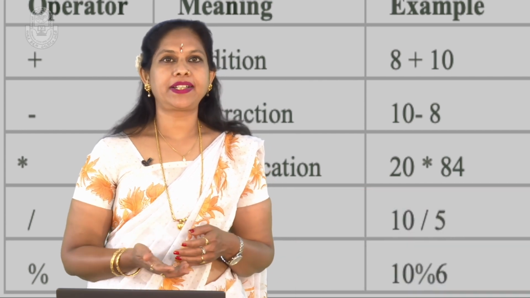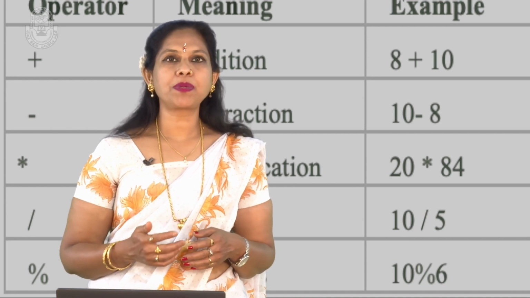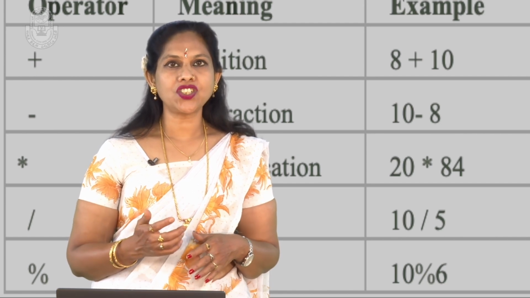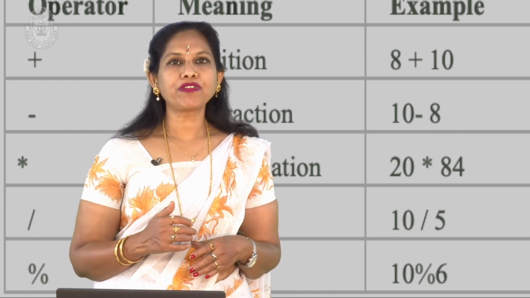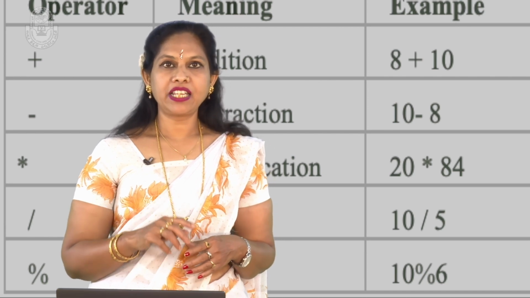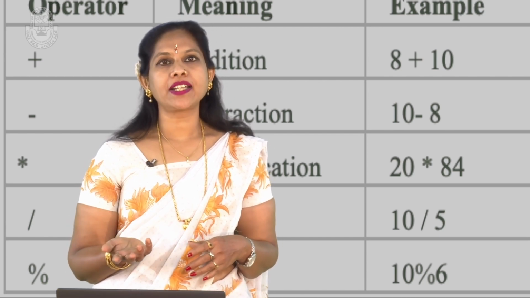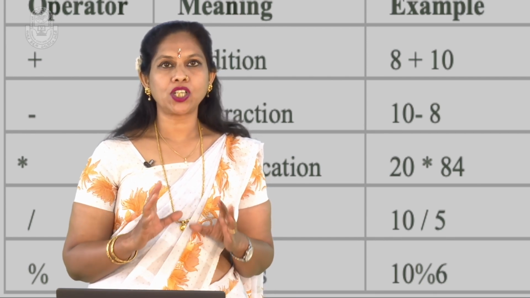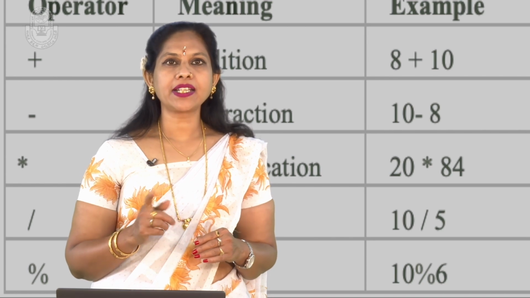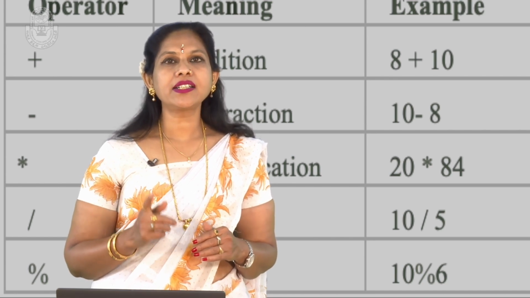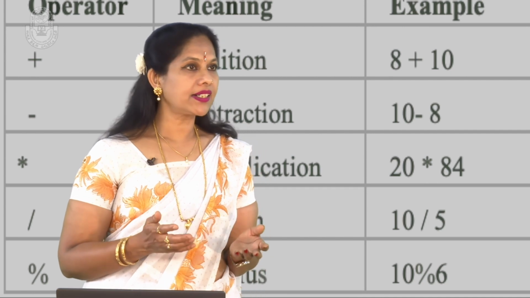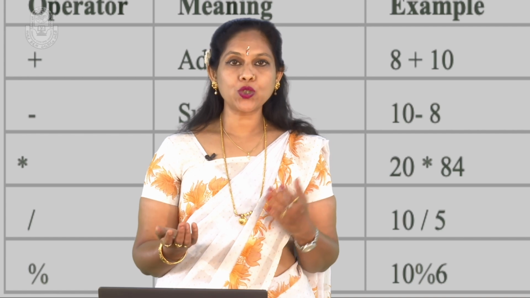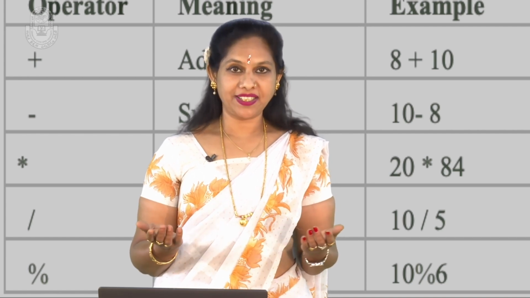Modulus gives the remainder once the division has been completed. For integer types, the result is an int regardless of the type of the operands. If any one or both of the operands is of type long, then the result is also long. If one operand is an int and the other is float, then the result is a float. The following example illustrates the usage of arithmetic operators.